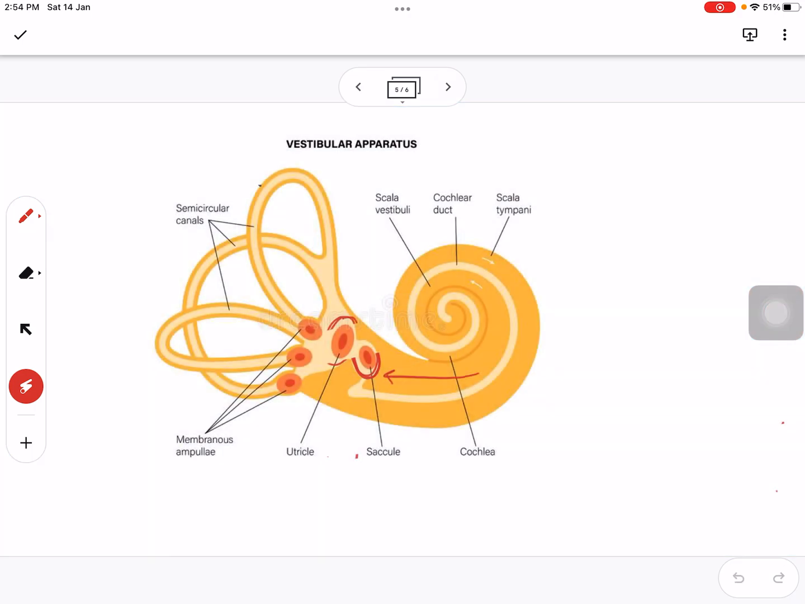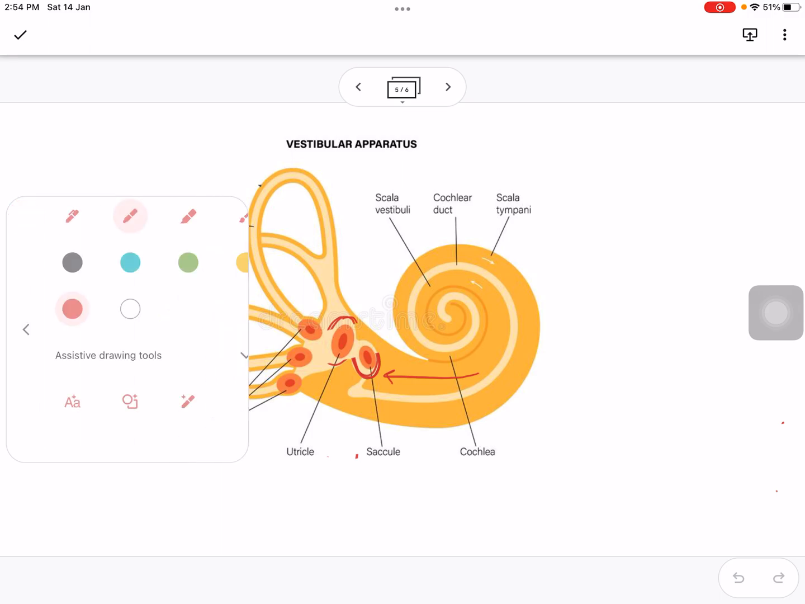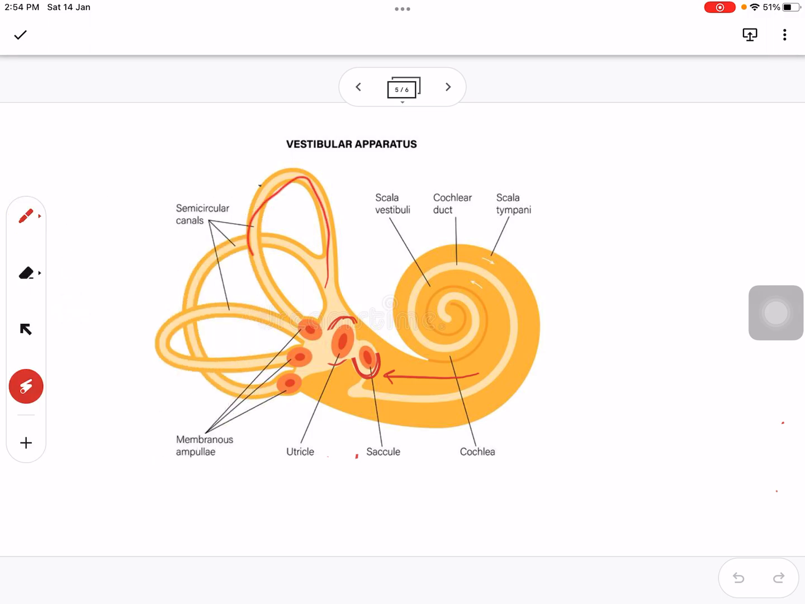Now we come to the vestibular apparatus. Now vestibular apparatus is made up of 3 semicircular canals, right? And it is connected to the cochlea here. Now the swollen part at the base, that is called your ampulla, right? And another expanded structure, you have utricle, and above it, this structure called saccule. They contain hair cells.